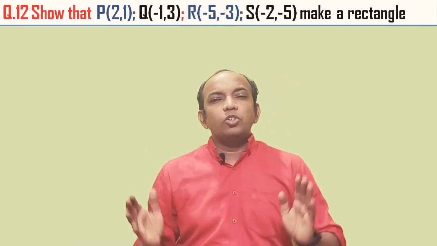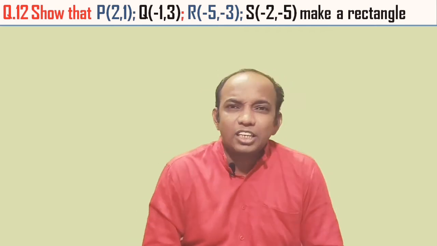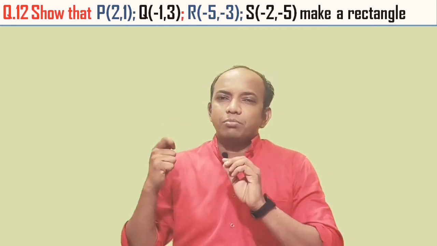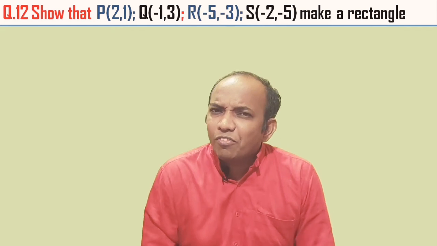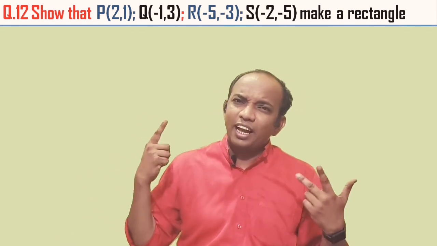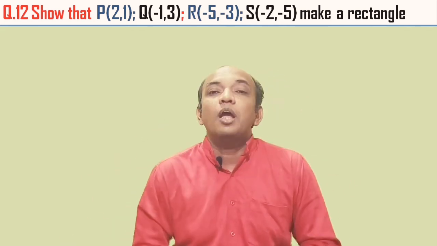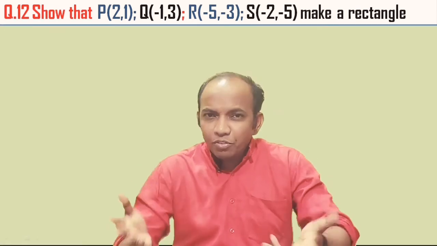So in short, we are going to use distance formula. We are going to find 6 sides in all, including 2 diagonals, and if we find that opposite sides are equal in length along with the diagonals, we can say PQRS is a rectangle. Here we go with the solution.